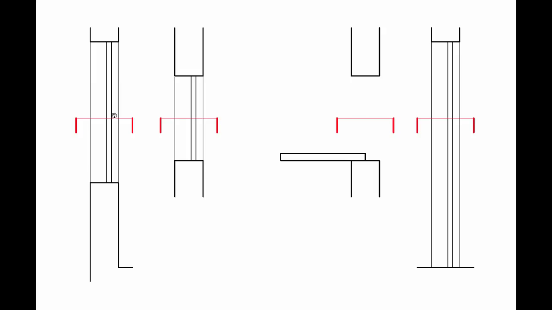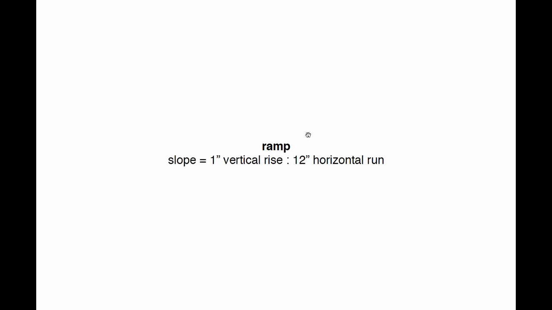So thinking about cutting through windows, cutting through doors. When you have ramps, a good rule of thumb for a ramp that makes it accessible is a 1 inch vertical rise for every 12 inches. So just a 1 to 12 ratio. It's going to be a section through a ramp.